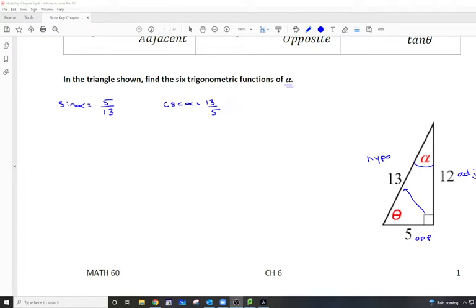All right, so cos of alpha is adjacent over hypotenuse, so it's going to be 12 over 13, which makes the secant of alpha equal to 13 over 12. The tan of alpha is opposite over adjacent, so 5 over 12, which makes the cotan of alpha adjacent over opposite, or 12 over 5. All right, that's where we start.